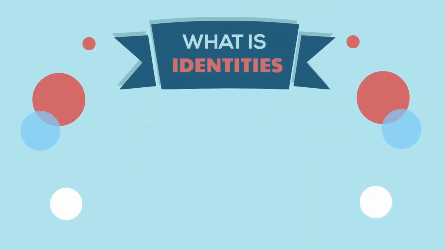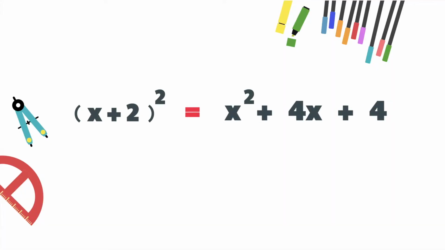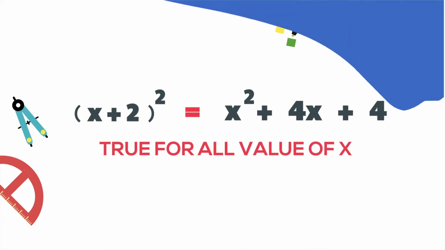So what is identity? It is when both sides of the equal sign is actually the same equation. Let's look at this useful example. Square of x plus 2. If you expand this equation, you will get x squared plus 4x plus 4, which is exactly the same as the other side of the equal sign. Therefore, this identity is true for all value of x.